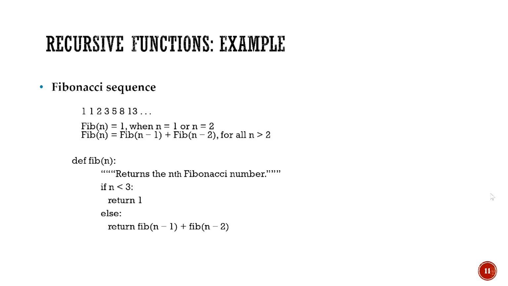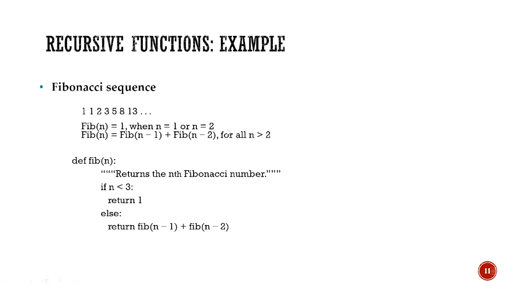So here's another popular example for recursive function. You might be familiar with the Fibonacci sequence. It's starting from 1, and each number is the sum of two preceding ones. So 1, 1, then 2 is the summation of 1 plus 1, 3 is the summation of 2 plus 1, and so on. So fib of n is equal to 1 when n is equal to 1 or 2, the first two numbers. And fib of n is equal to fib of n minus 1 plus fib of n minus 2.